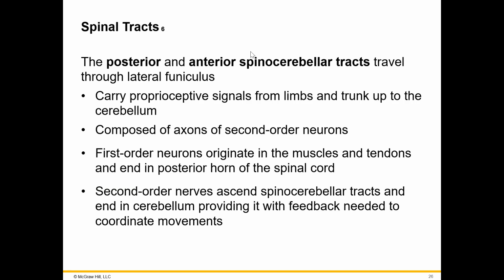Spinocerebellar. The spinocerebellar tract is a tract that is from the spine to the cerebellum. So is that ascending or descending? Ascending. Very good.